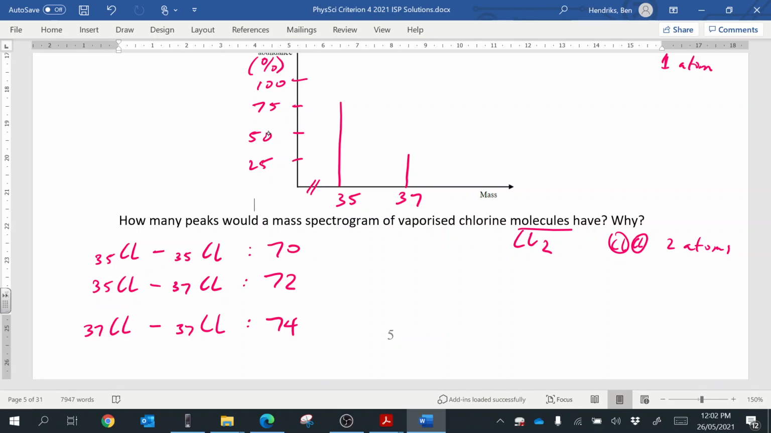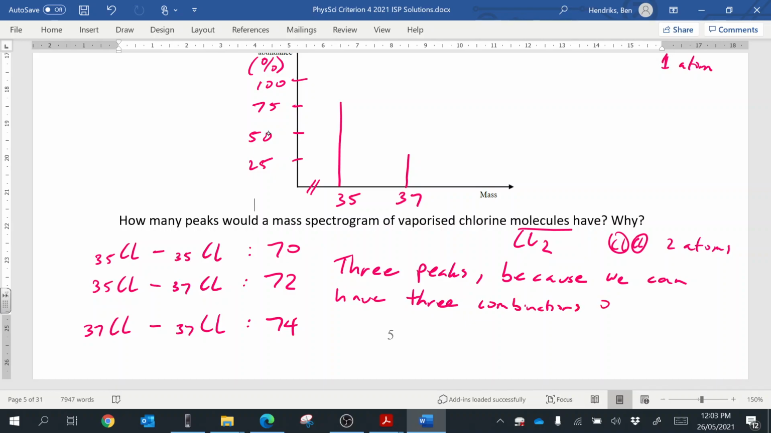So how many peaks would a mass spectrogram of vaporized chlorine molecules have, and why? There will be 3 peaks, because we can have 3 combinations of 35Cl and 37Cl to form Cl2 molecules.